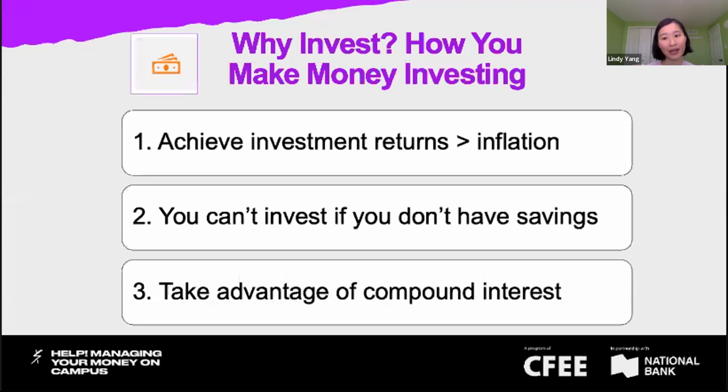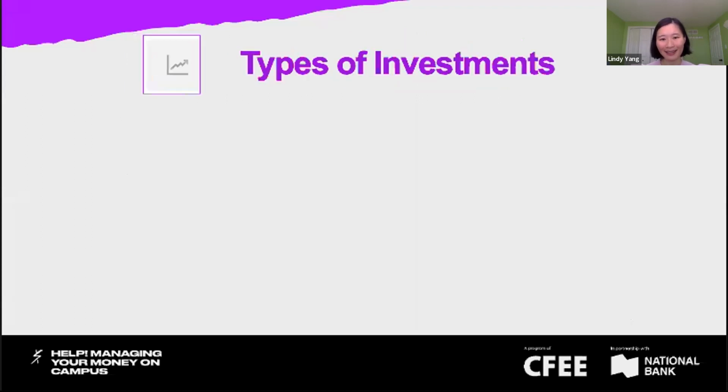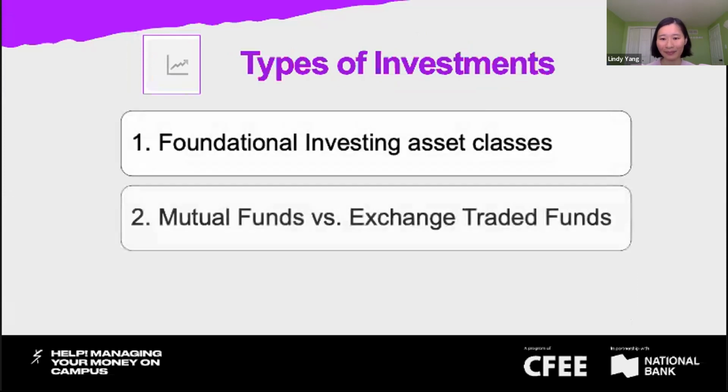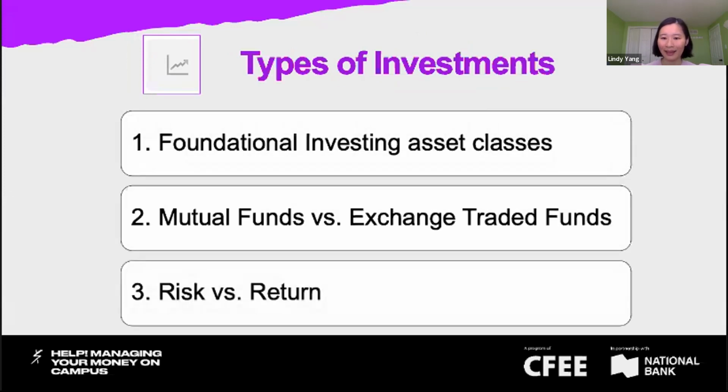Third, when should you start investing? The answer is right now. When it comes to investing, you want time on your side, which will allow for compound interest to really help grow your investments. In summary, for types of investments, we learned about 3 main asset classes: cash, fixed income, and equities. It's important to understand the difference between these types of assets so you can figure out what works best for you and your risk level.